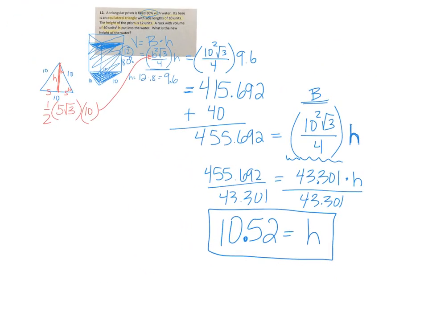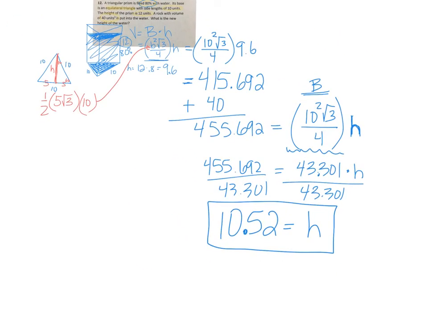If I look, the original height was 12, so this thing has not overflowed yet. The original water was 9.6, so it has gone up almost a whole new unit from what it was before. So we calculate the volume of water, we add the volume of the rock, and then we calculate the new height by just changing the h in the formula from before.